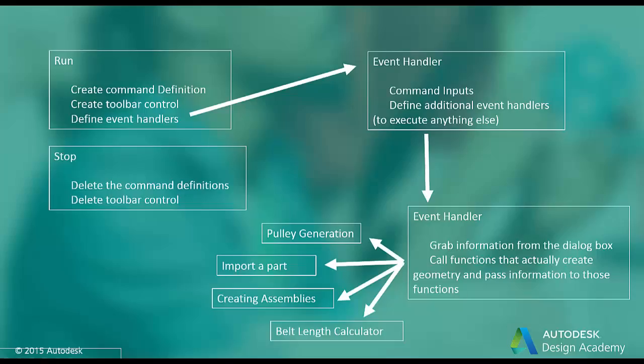So going back to this here, notice we have an event handler triggered as soon as they hit the button, but then if they hit the OK button, it goes into a different event handler, and this event handler passes out all of the information I got from my command inputs into different functions that actually create things. It either calculates the belt length, or it imports a part, or it creates a pulley.